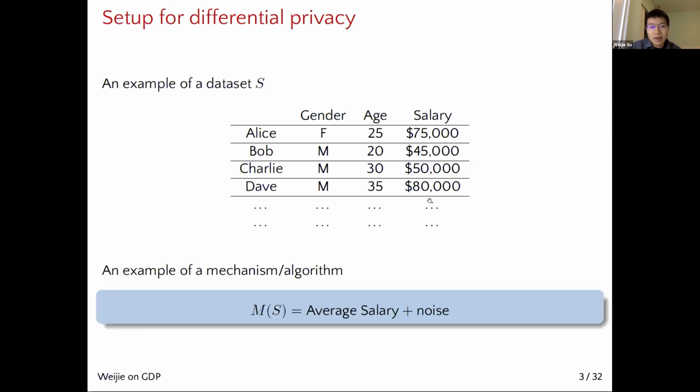And then an example of a mechanism or algorithm in the context of differential privacy takes this form. The question is, what's the average salary of people in this data set, and then what you can report often takes this form: the true average salary plus noise. So noise here is necessary in order to blur your result, to hide some individual information.